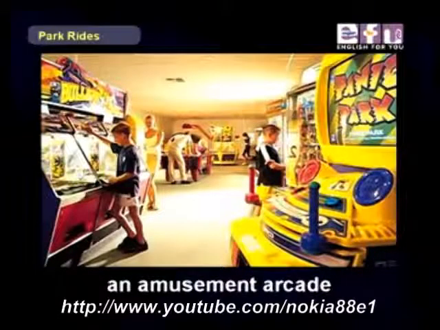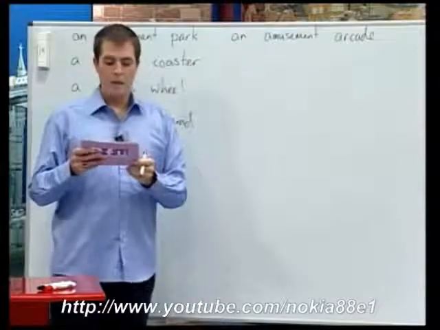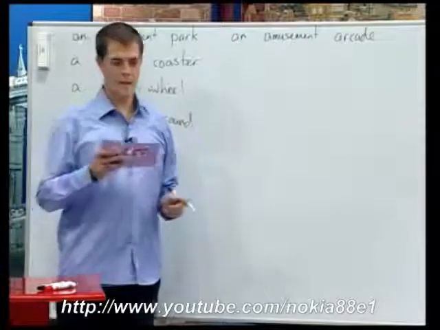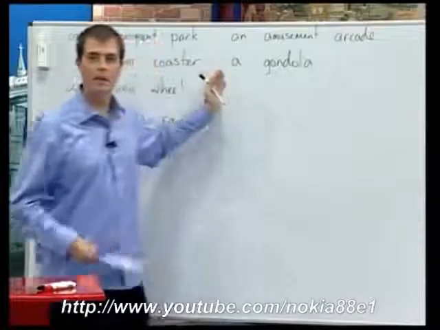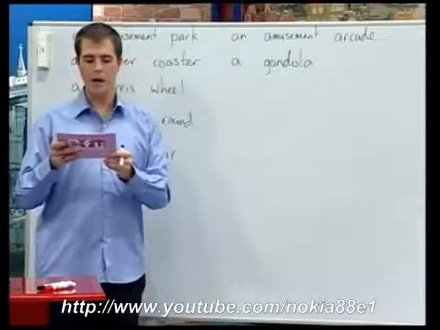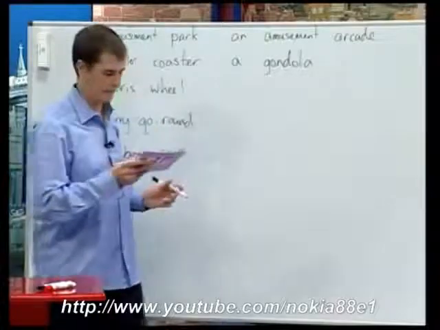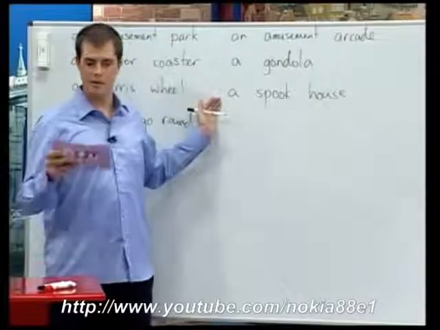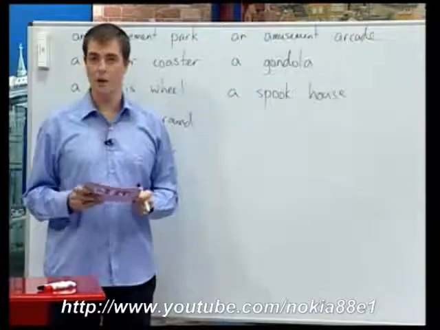An amusement arcade. An amusement arcade is a place where you play games on machines by putting money in them. A gondola. A gondola is a kind of ride in which people can sit and view the fair from above. Next we have a spook house. A spook house is a ride that goes inside a house filled with monsters and ghosts.